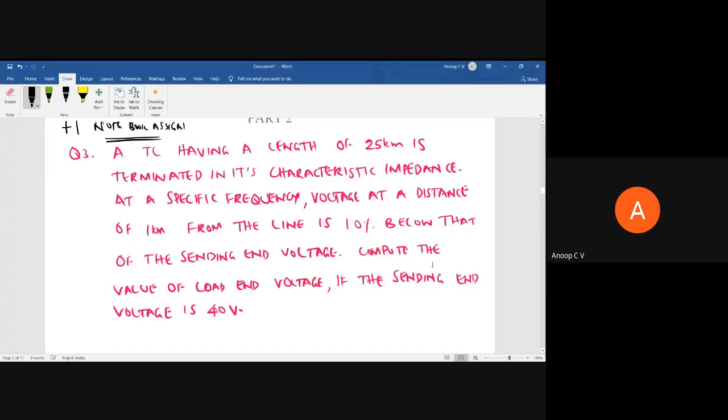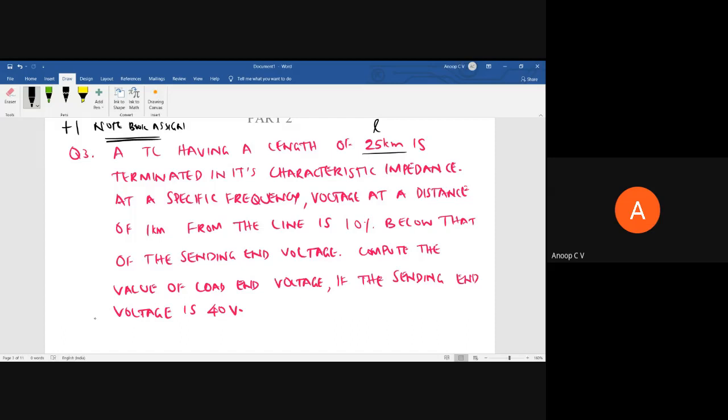So I'll read out the question. I hope all of you can read this. A transmission line having a length of 25 kilometer is terminated in its characteristic impedance, that is, it's matched at a specific frequency. Voltage at a distance of 1 kilometer from the line is 10% below that of the sending end voltage. Compute the value of load and voltage if the sending end voltage is 40 volt.